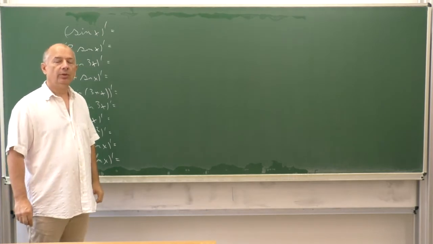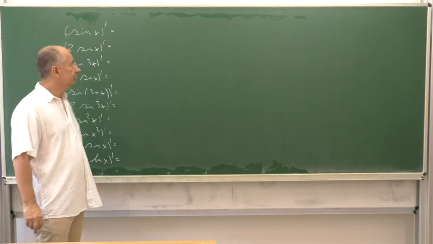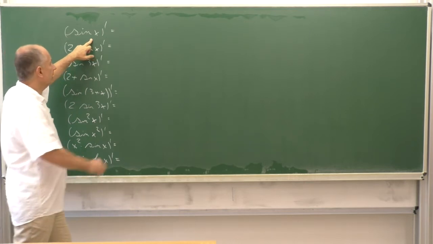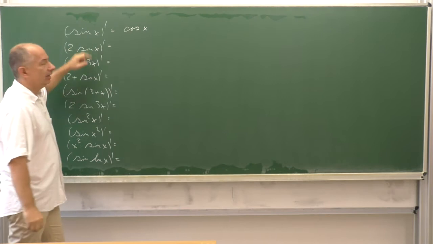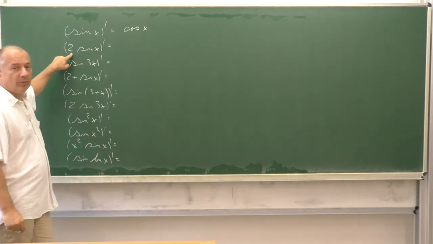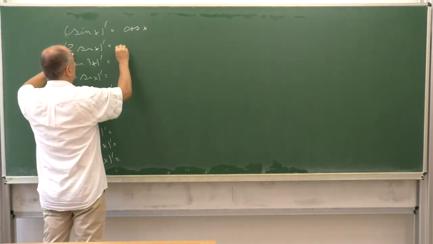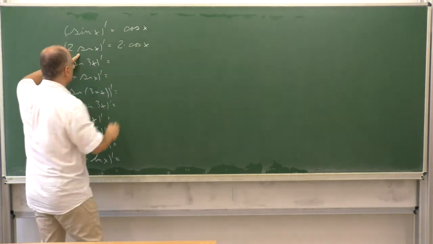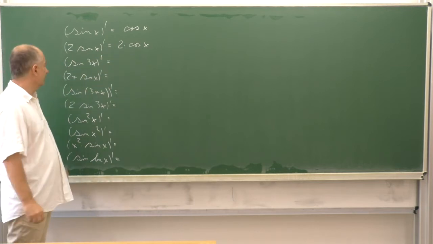In this section, we continue our practice of how to compute derivatives. The derivative of the function sine is just cosine. And now let's have a look at some small complications. If we multiply the function by a constant, then the derivative will be just multiplied by the same constant. So the derivative of 2 sine of x is 2 times cosine of x.